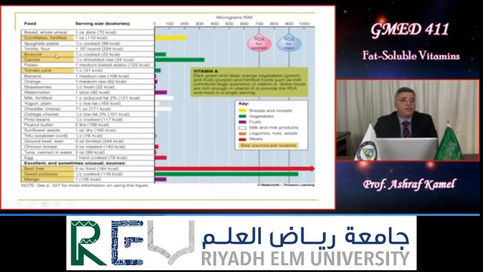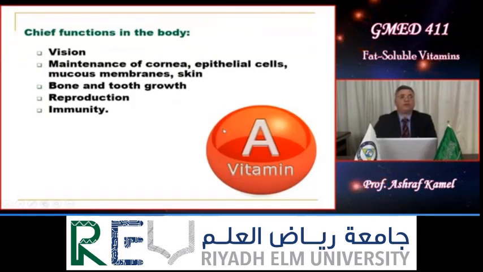If we look at the rich sources for vitamin A among the food groups, we can notice that the cornflakes, the fortified type, has a high content, the broccoli and carrots for the vegetables, tomato juice, and we go down for excellent and sometimes unusual sources, the beef liver, sweet potatoes, and mangoes. Chief functions in the body. Number 1 is vision. Number 2, maintenance of cornea, epithelial cells, mucous membranes, and skin. Bone and tooth growth, reproduction, immunity.